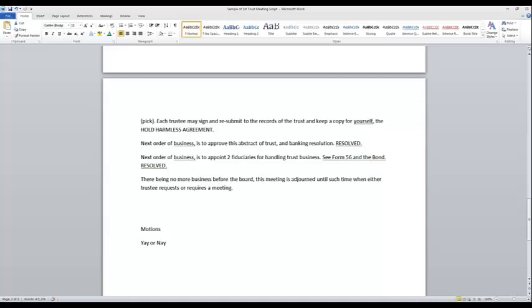Hold harmless agreement. Next order of business is to approve the abstract of trust and banking resolution. Same deal: you motion, you resolve. It could be really quick, 30 seconds. I motion, I second, it's carried.